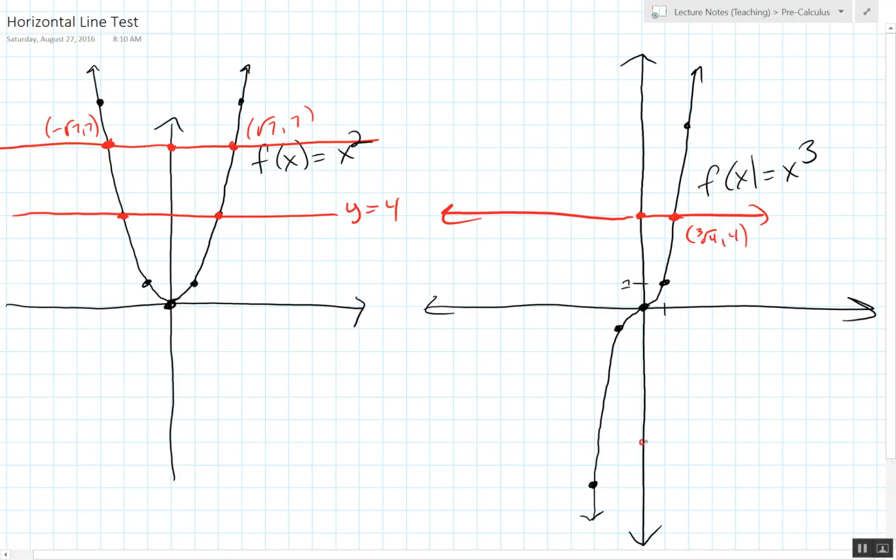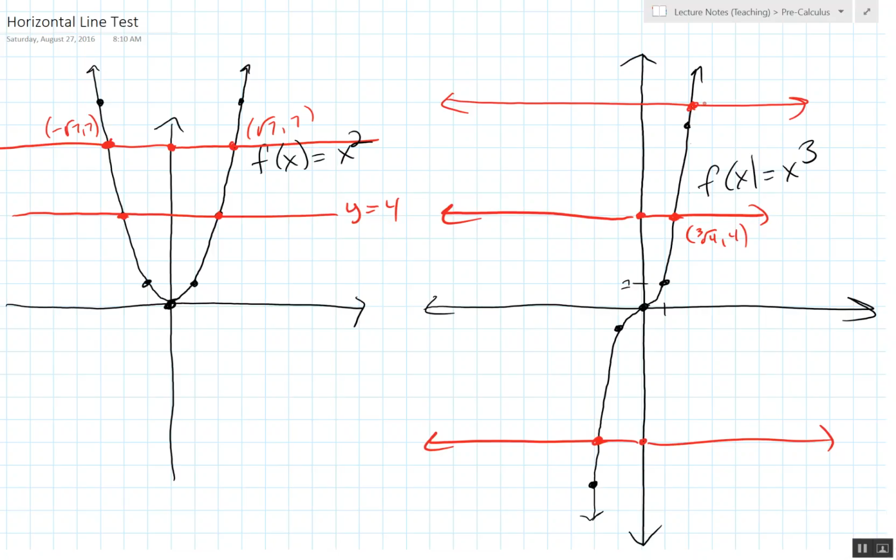If I pick a line down here, notice that it intersects just once, and in fact I could pick any horizontal line and it will intersect the graph of x cubed just once. And so that's the idea from the graphical point of view of one-to-oneness. This is not one-to-one because we can find a horizontal line that intersects in 2 points or more. It doesn't have to be necessarily 2, it could be more than 2 points. But here, this is one-to-one.